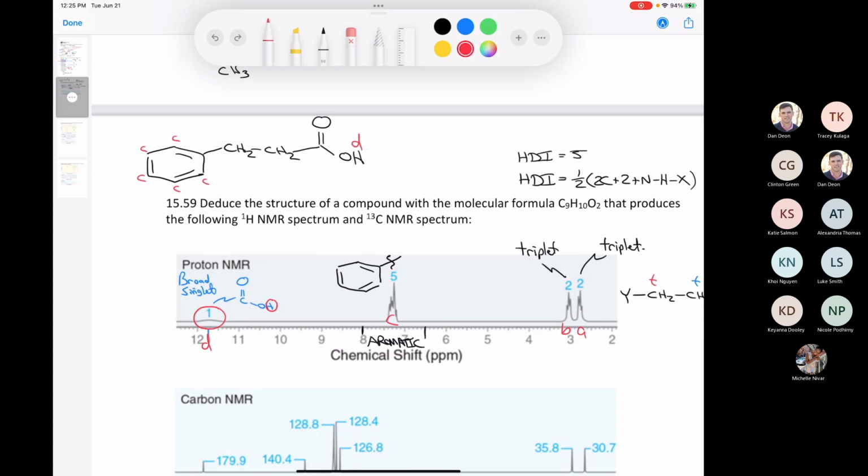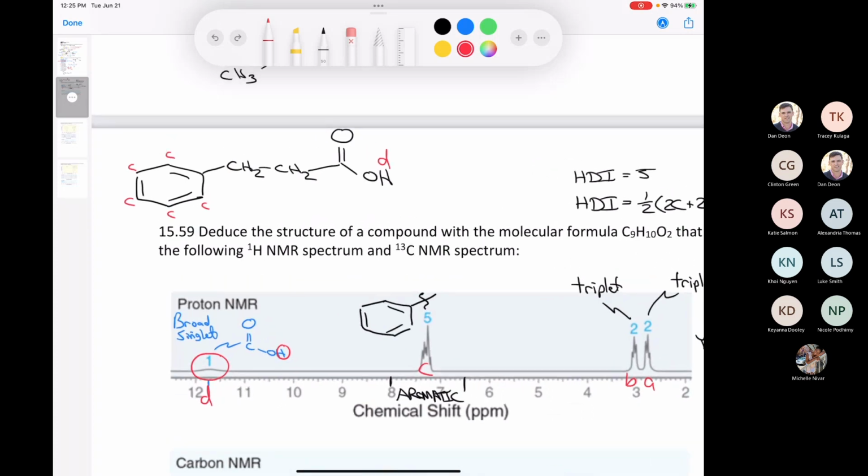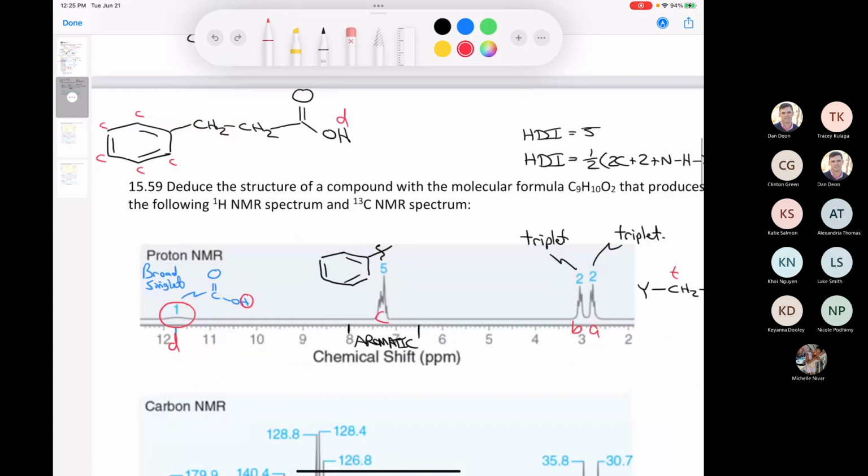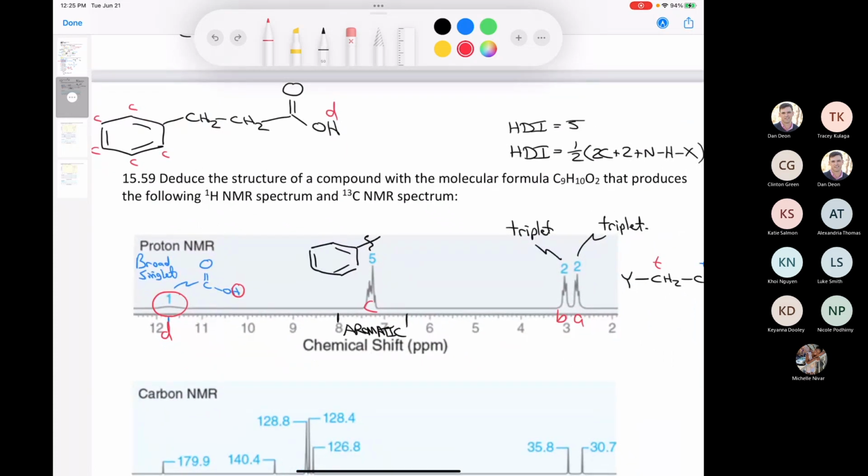Now, what do you think is more electron withdrawing? What do you think is going to cause a greater deshielding effect, a carboxyl group or an aromatic ring? And remember, there are no trick questions in organic chemistry. What do you think would be more electron withdrawing, the carboxyl, that carbonyl group, or an aromatic ring, based on what you've learned in organic chemistry?